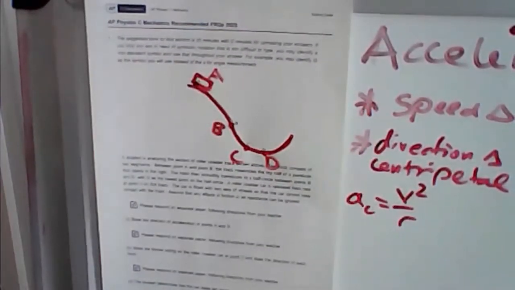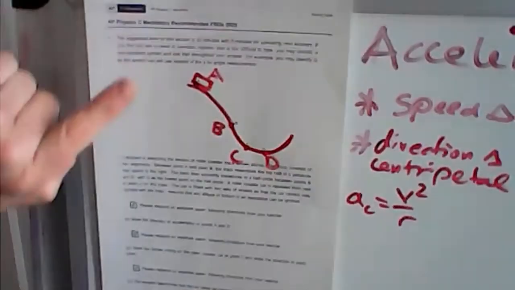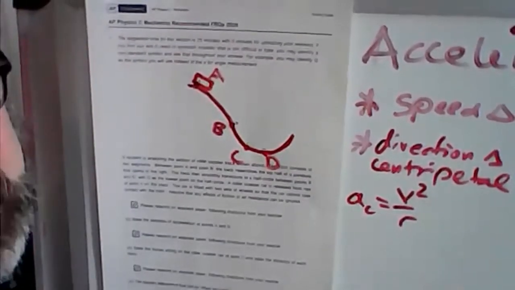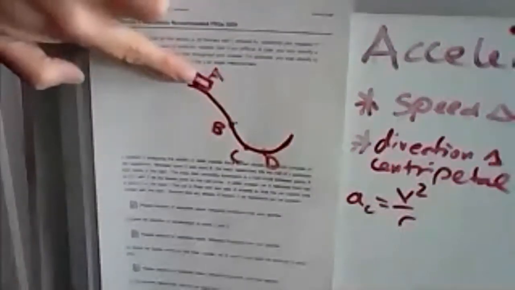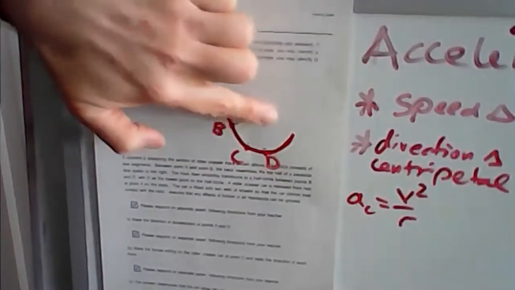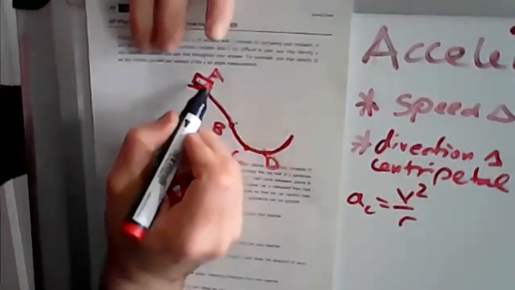So again, we can separate our acceleration into a direction changing, which is always perpendicular to the motion, and speed changing, which is in the direction of motion. So this cart's going to start moving in this direction, and that speed changing acceleration is there.